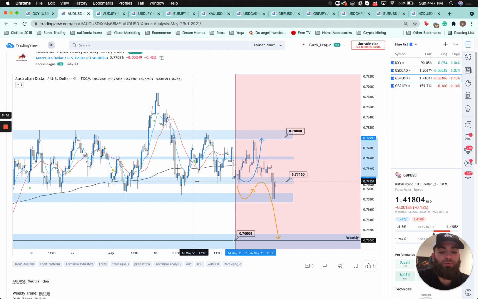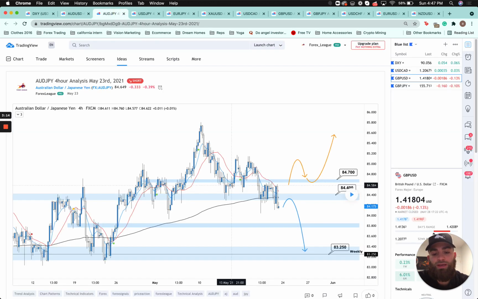Now we'll look for that break and retest. Remember, price needs to break this 77.150 level, which it is right now. So if we get a close below here, that is when we'll start to look for selling opportunities. Let's go to AJ next.